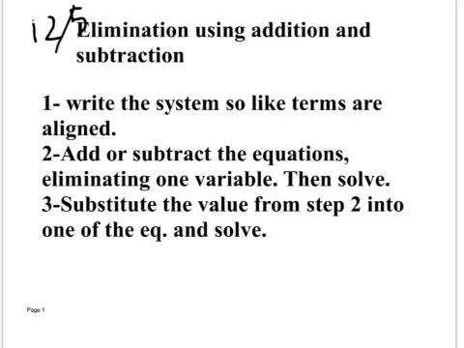Alright, we've learned to solve graphs by graphing them. We've learned to solve systems by substitution. Now we're going to solve by using elimination. The first rule is to write the system so that like terms are aligned. The second rule is to add or subtract the equations, eliminating one of the variables, then solve. The last rule is to substitute the value from step 2 into one of the equations and solve.